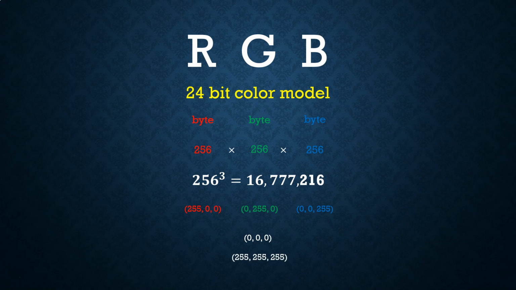And ladies and gentlemen, that's why we have 16 million plus possible colors, because of the RGB and the binary calculations that we've just done.